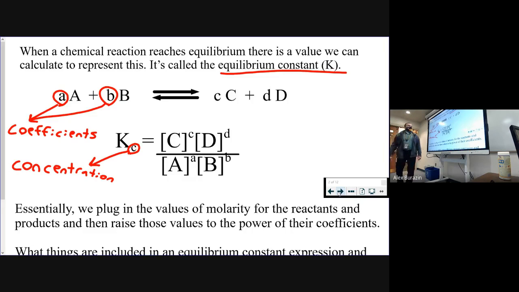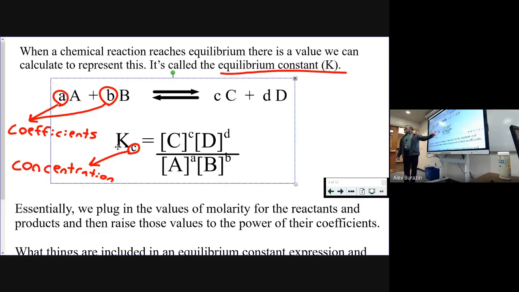So this math explains with a number what equilibrium means. This constant is different for every single chemical reaction out there. This isn't something we can look up in a book. This is something that is just unique to that specific reaction.